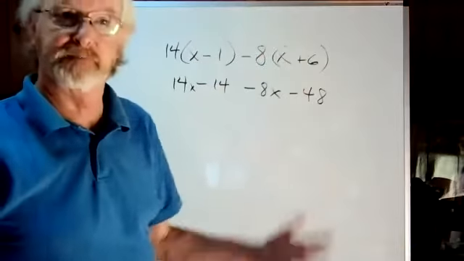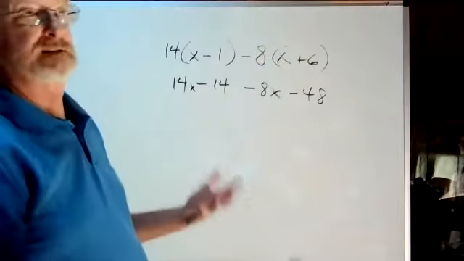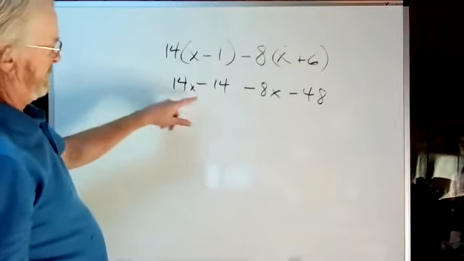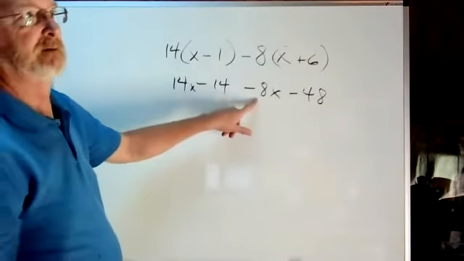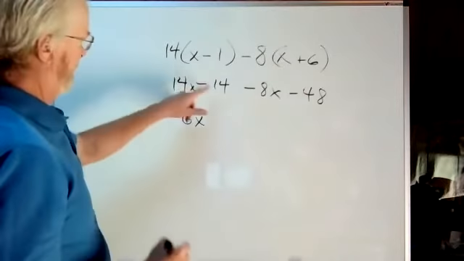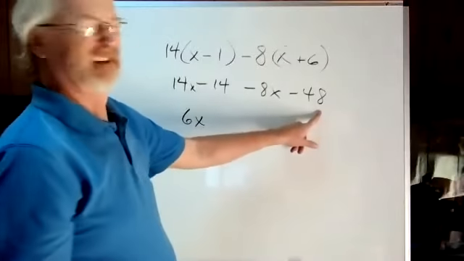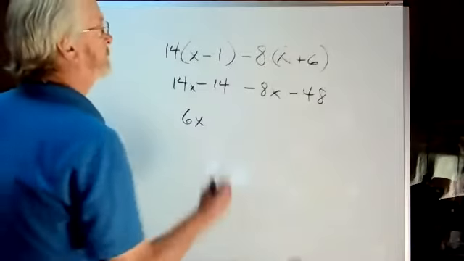Again, I've got some like terms to combine now. How many x's do I have? 14 minus 8, all right, 6. I have 6 x's left. Negative 14 minus 48 more, negative 62.